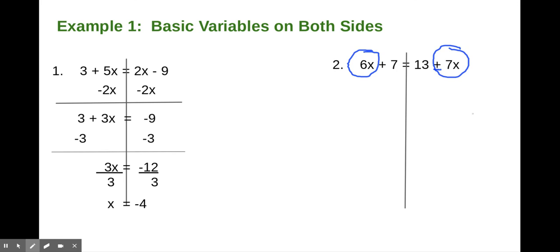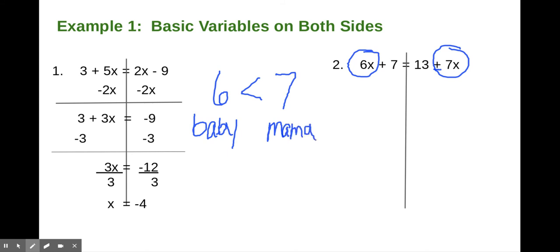All right. Think about the baby bear, mama bear. If you have a 6 and a 7, 6 is less than 7, right? So 6 would be your baby bear, and 7 would be your mama bear. And if you think about baby bear, mama bear, the 6 has to go to the 7. So I'm going to take the 6 to the 7.